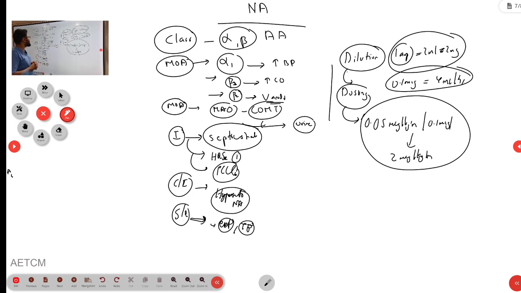So we have discussed the classification, the mechanism of action, the indications, contraindications, the side effects, and finally the dosing and dilution of noradrenaline.